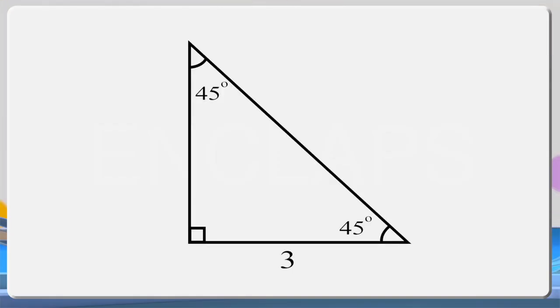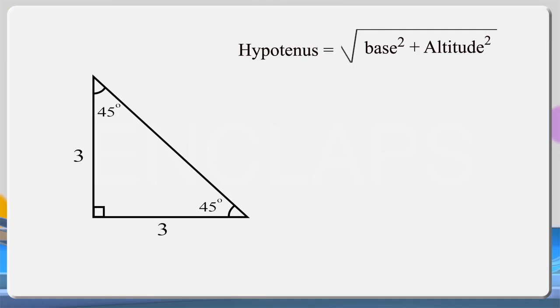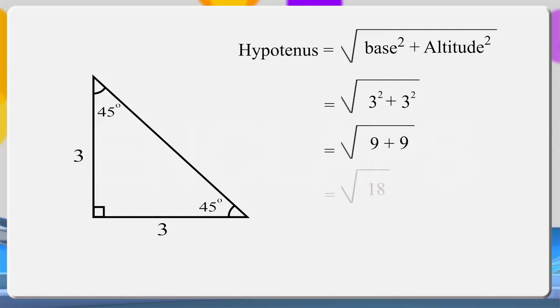Now look at another example. If we take the base as 3 instead of 1, we will get the altitude also as 3 because the opposite angles are equal. Now we can find the hypotenuse by the Pythagoras theorem. Hypotenuse is equal to root of 3 square plus 3 square. As you know, square of 3 is 9. So root of 3 square plus 3 square equals root of 9 plus 9, which equals root 18. And we can write root 18 as root of 9 into 2.